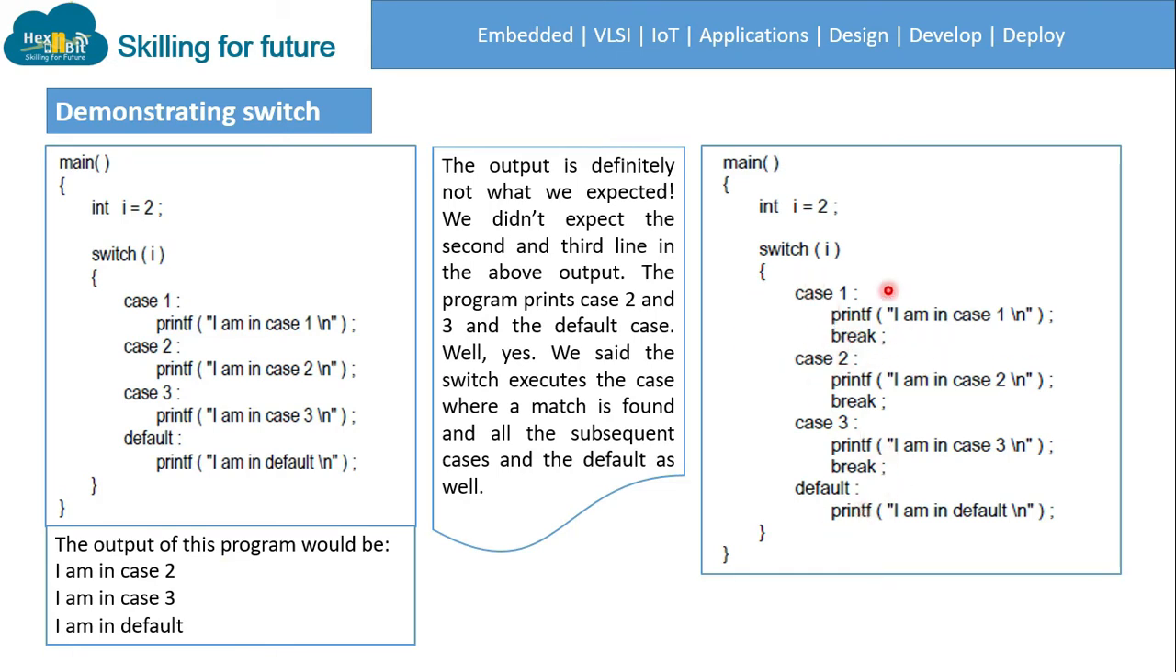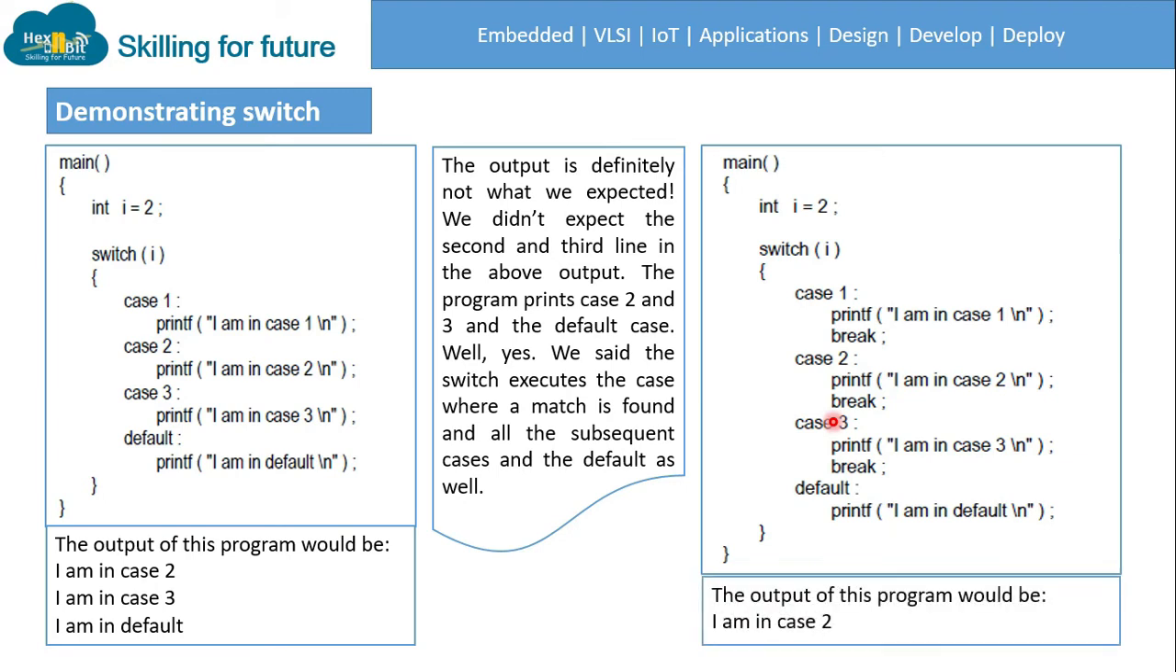So case 1 prints the required message, and after that a break. Similarly for case 2, the required message and then break. Similarly for case 3, the message and the break. You will see that after default there is no break, because default will be executed if none of the case constants match. If we run this code, we'll get the actual output that we expect.